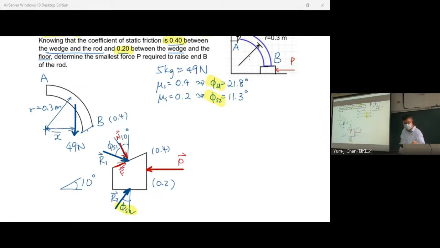This N line is called 法线 in Chinese, I think you know. And what is it called in English? It is called the surface normal, or simply normal. And this is the free-body diagram for the wedge.